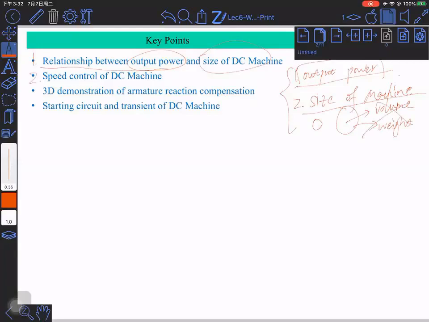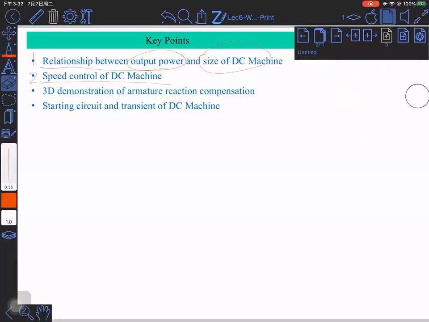The second point we are going to cover today is the speed control of the DC machine. We want excellent speed control, especially when your DC machine is used as a servo motor, where precise speed control is required. We're going to look at how to explore the torque speed characteristic curve and do the speed control. The third point, a three-dimensional demonstration of the armature reaction compensation.